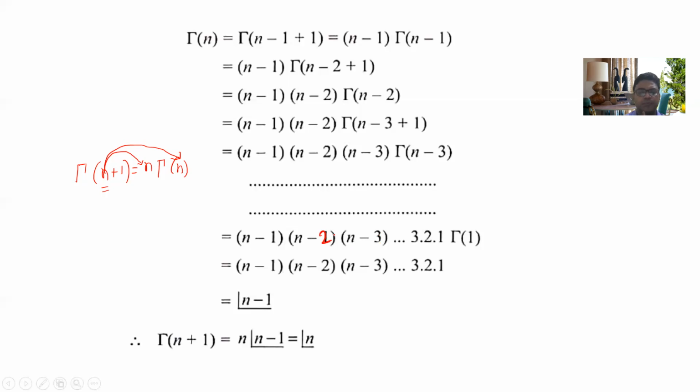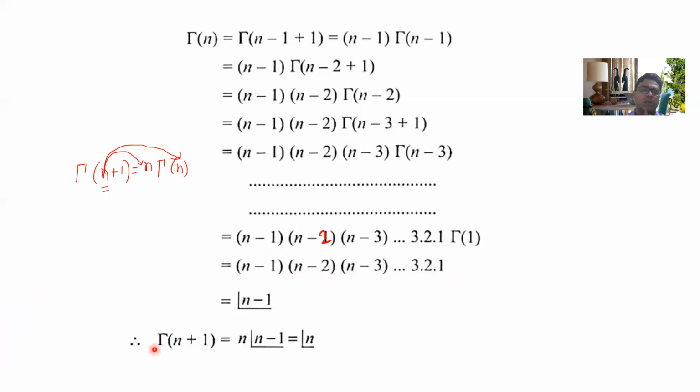This was a typing mistake. It should be 2, and then continue 3 to gamma 1. Gamma 1 is equal to 1, which you already know. So it is clear: n minus 1, n minus 2, n minus 3, down to 3, 2, 1. Ultimately what is this? This is factorial n minus 1.